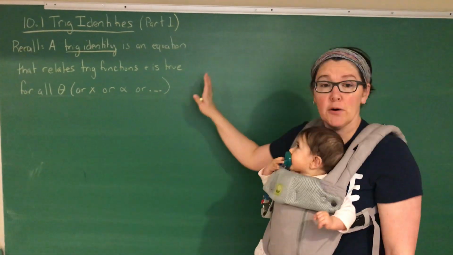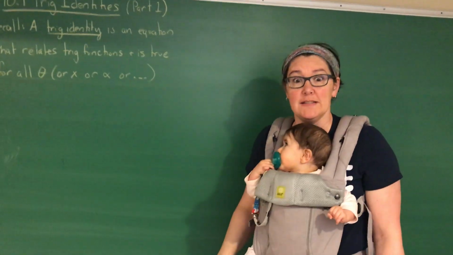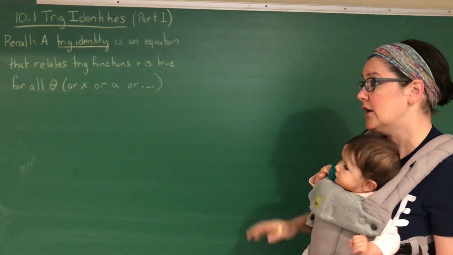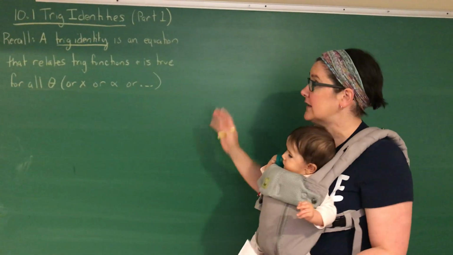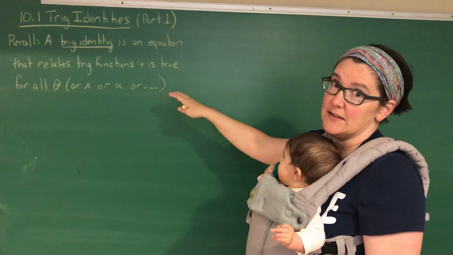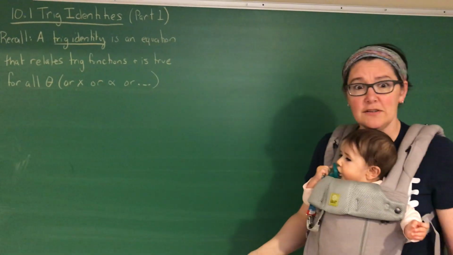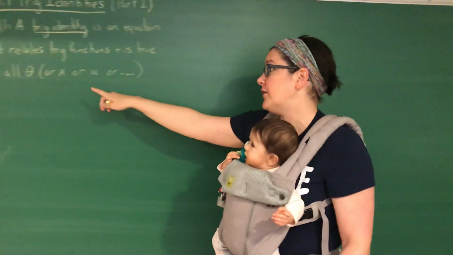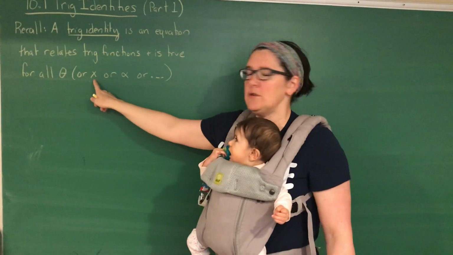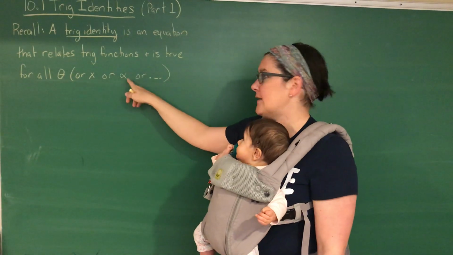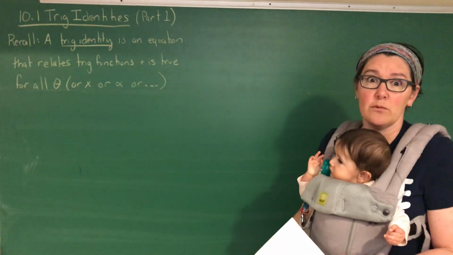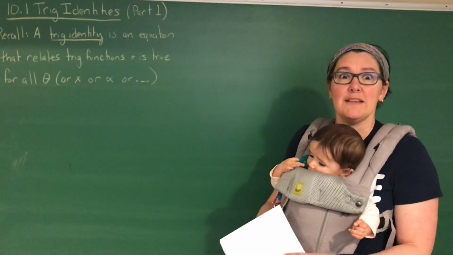Now, in part one, we're going to be talking about some fundamental identities, and you might remember that on Monday's class, our last class, we talked about a few identities, and I defined what a trig identity is: an equation that relates trig functions and is true for all theta, or sometimes if we're using sine of x or sine of alpha, whatever the input is, but is true no matter what input you plug in that makes sense.